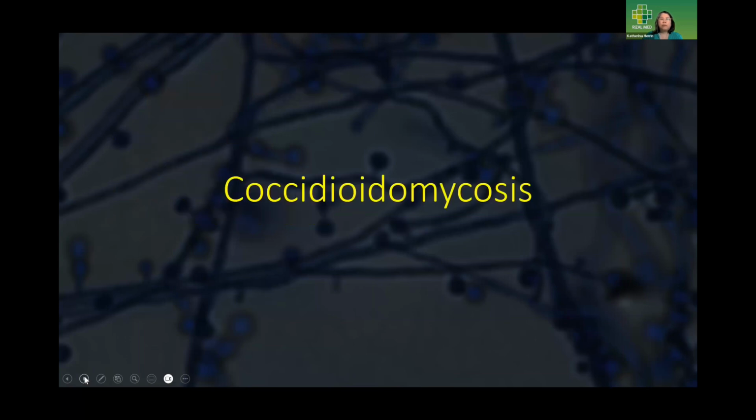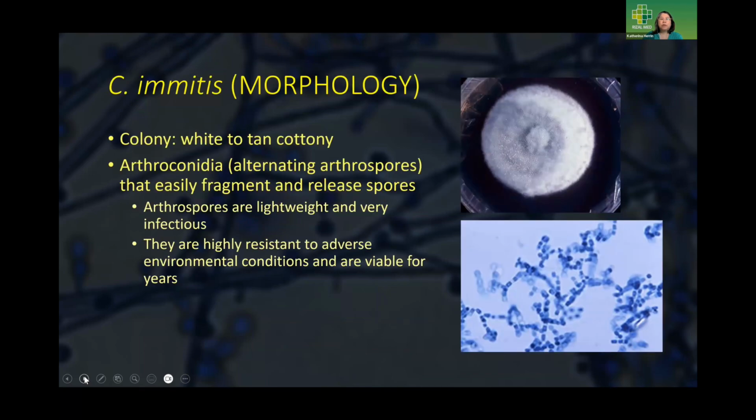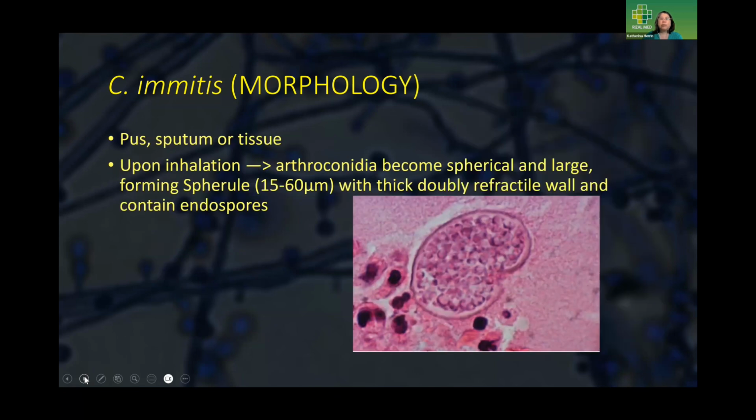We begin with coccidioidomycosis, which is mainly caused by Coccidioides immitis. When you culture it, you will see the colonies to be white to tan-colored and cottony in consistency. From that colony, if you get specimen for microscopy, you will see arthroconidia that fragment easily to release spores. The arthrospores are lightweight and very infectious. Specimens can be pus, sputum, or tissue.